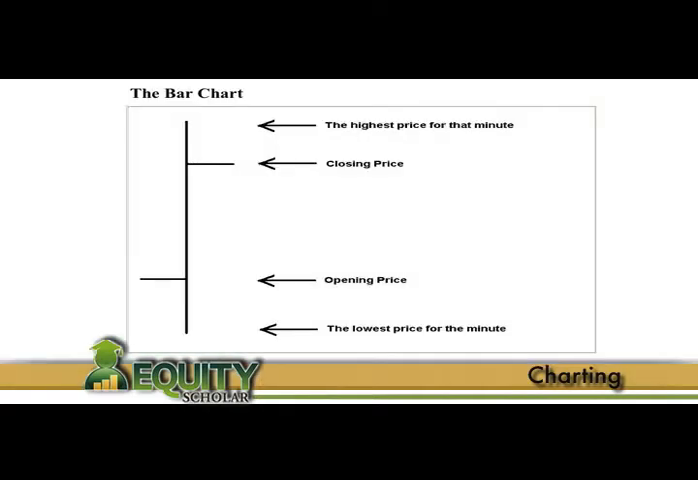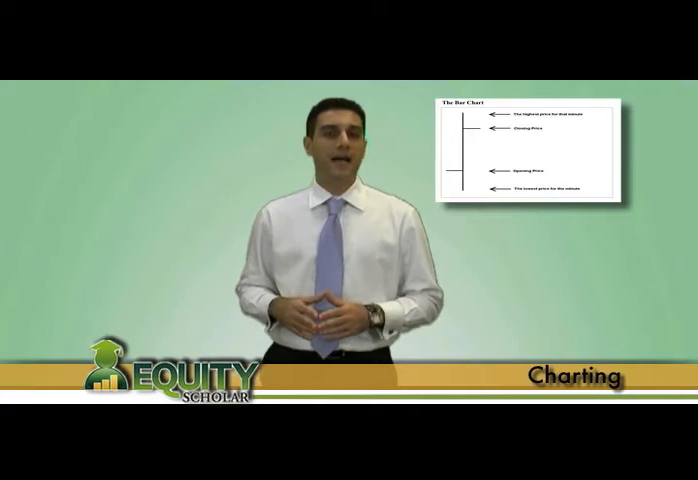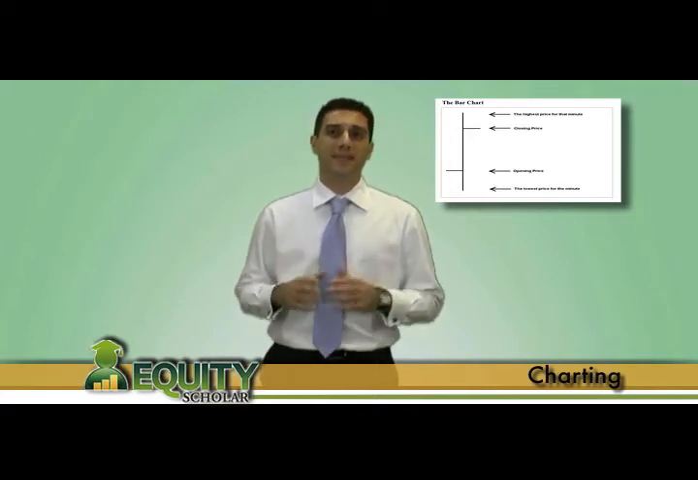In front of you is one bar of a bar chart. This represents one interval of chart data. For instance, if you were using a 1-minute bar chart, then this bar would display information that occurred during a 1-minute time span. If you were using a daily chart, then this bar would represent one whole trading day. Regardless of the time span, the information displayed is always read the same way.